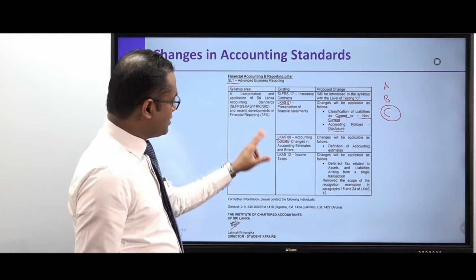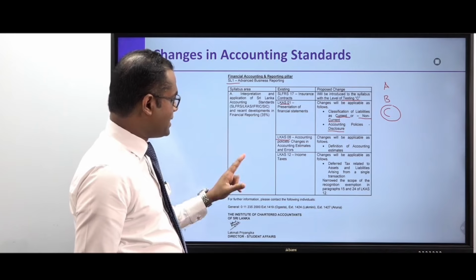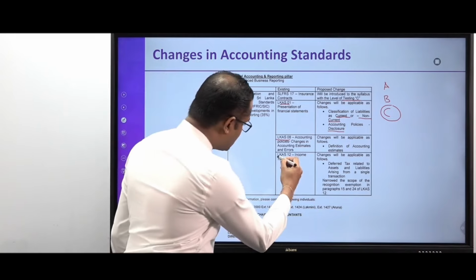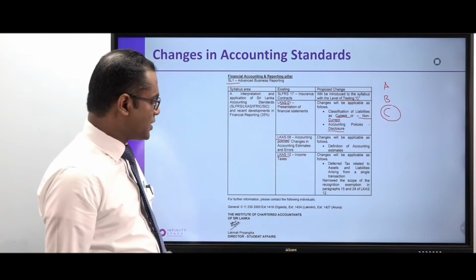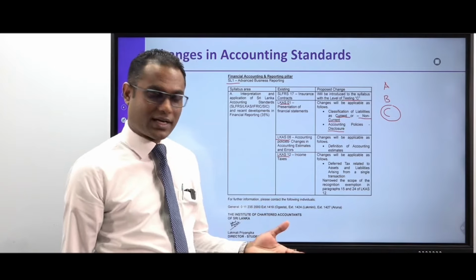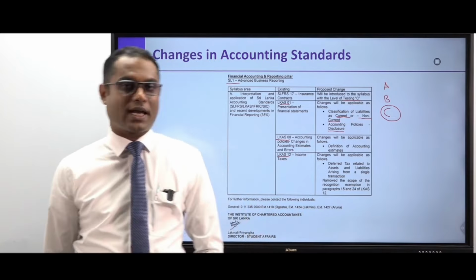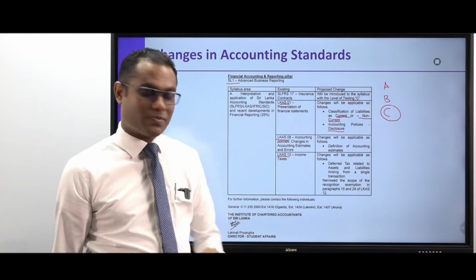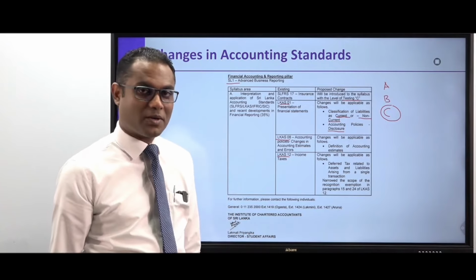Then we discuss the changes in terms of SLFRS 17, LKAS 1, LKAS 8. The last change is in terms of LKAS 12, the income tax standard. You know, the income tax standard consists of two things, current tax and deferred tax. Current tax is the amount of tax that you pay to the government based on your taxable profit. Deferred tax is an accountant's adjustment to take the tax effect of a particular transaction to the relevant accounting period.